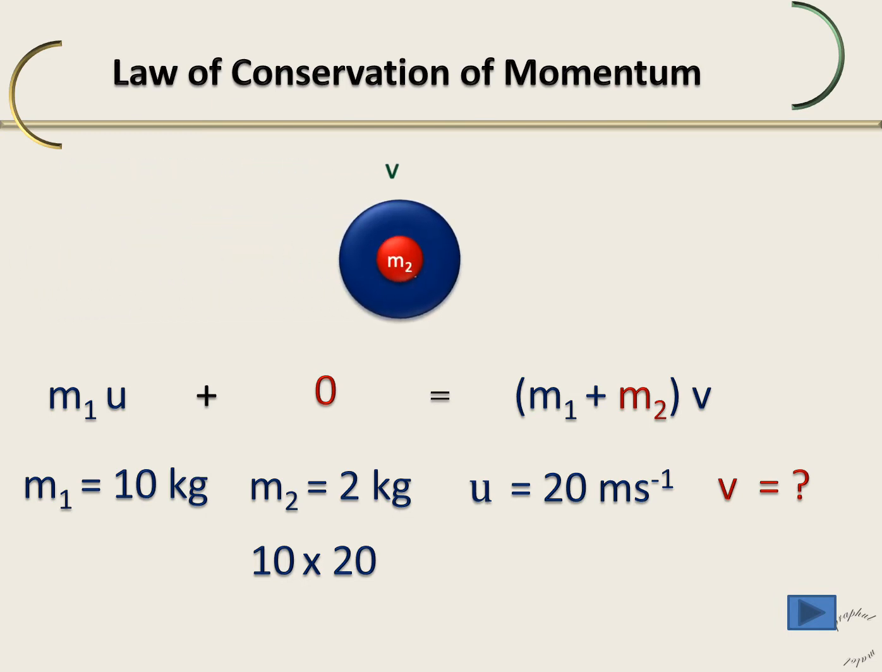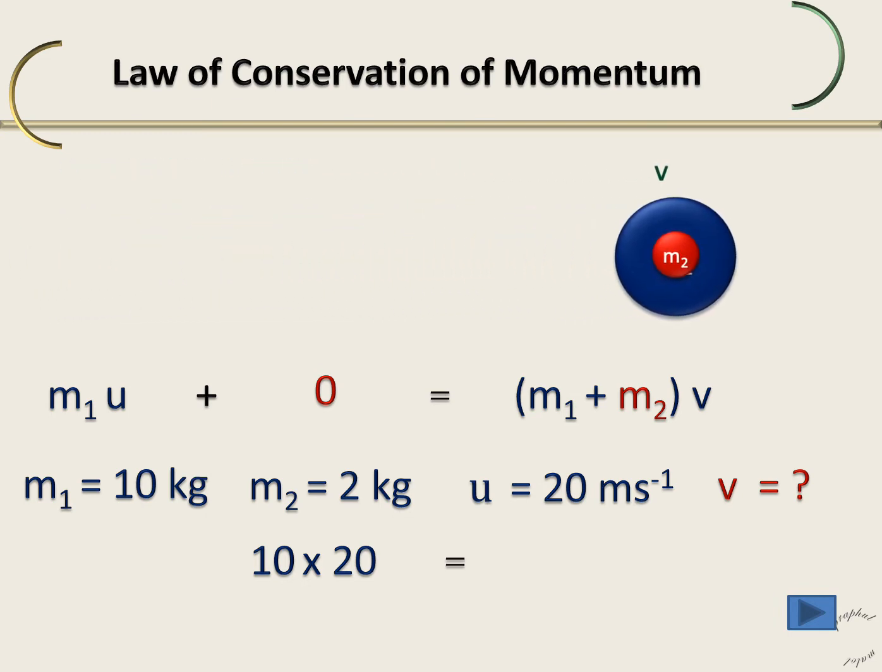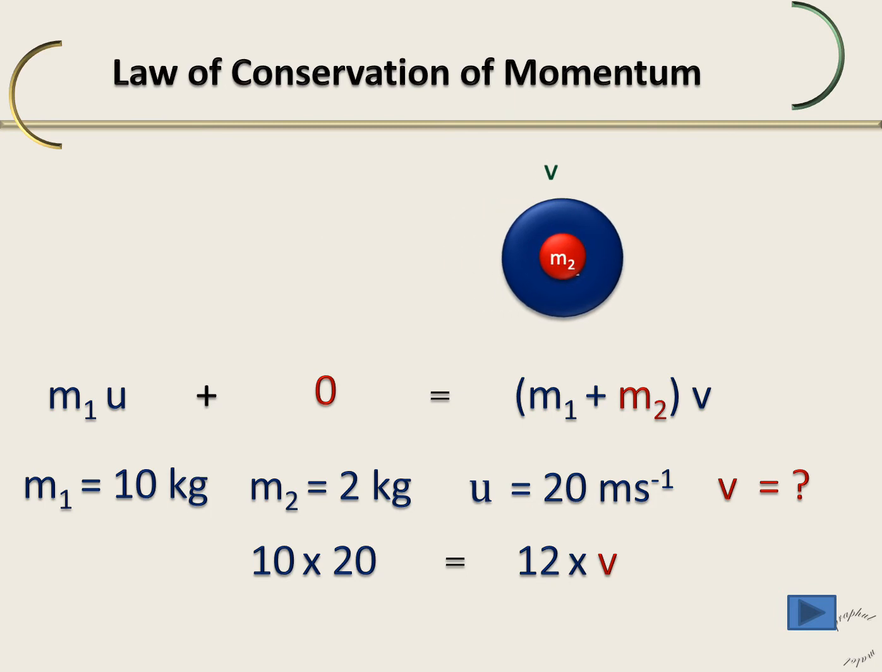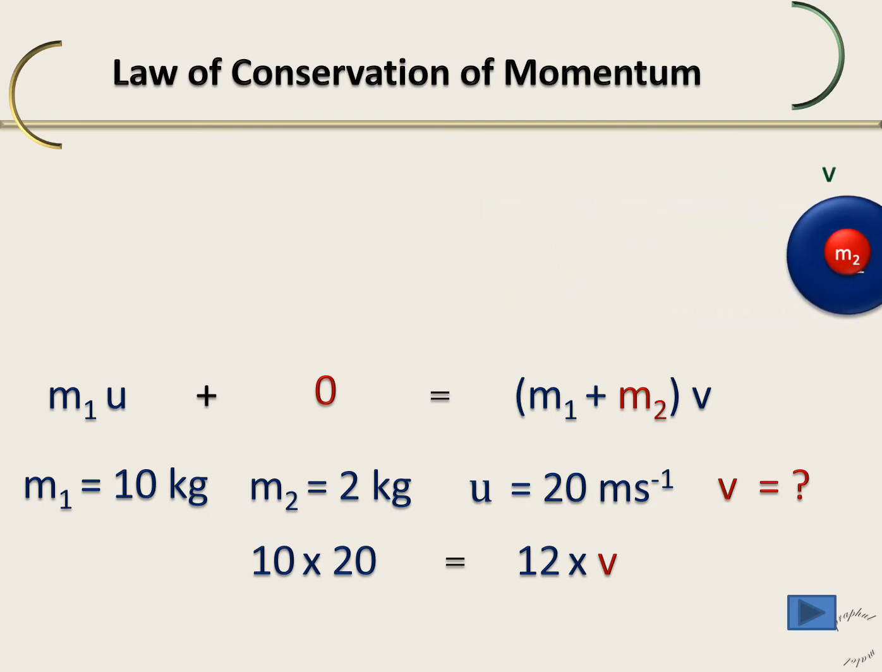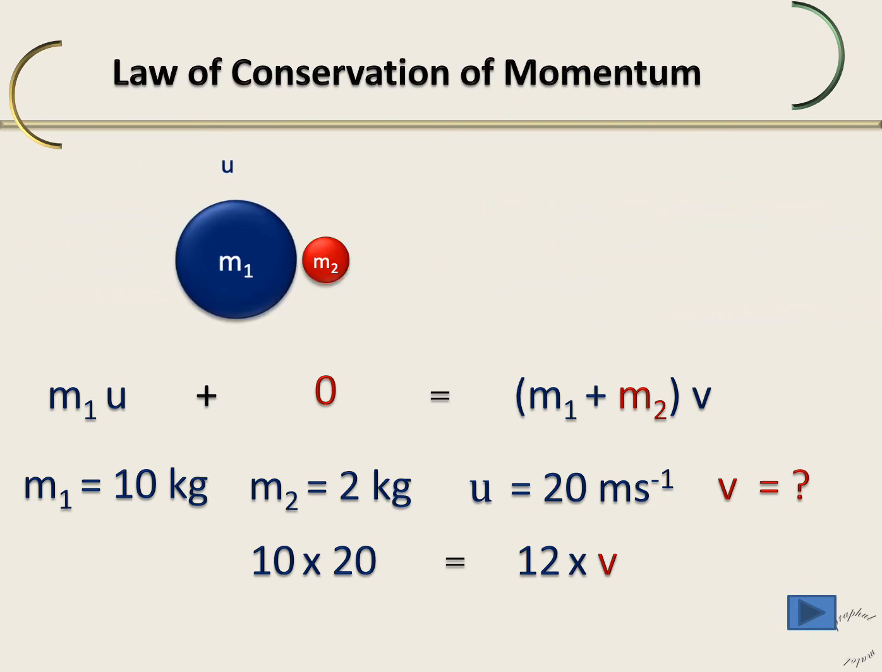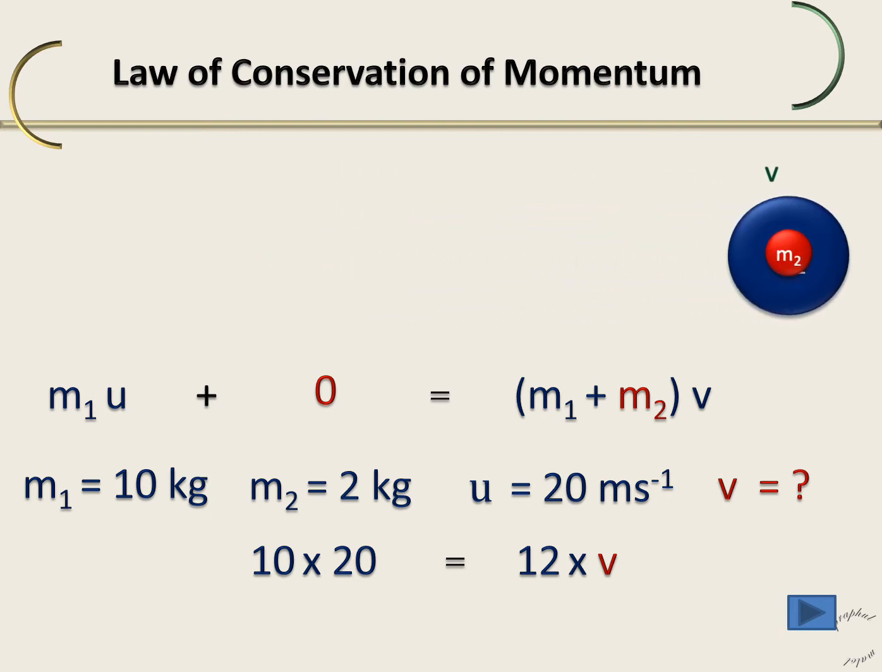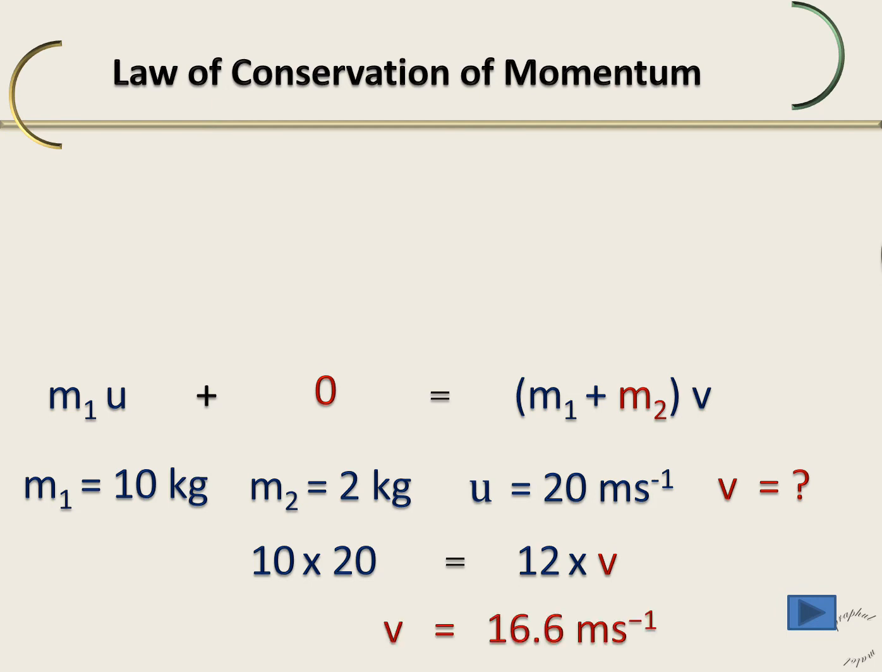m1 into u is the momentum of the first body plus zero. I'm not putting zero after collision, because both are moving together. So I have taken the mass as 12, because m1 and m2 are moving together with the common velocity v. This is how you substitute in the law of conservation of momentum equation. Then you will get a velocity of 16.6 meter per second.